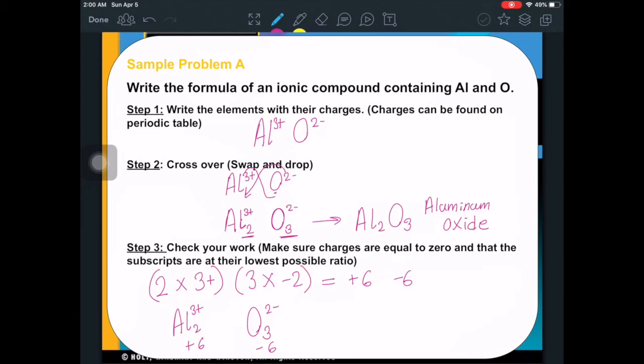+6 and -6 is equal to 0. So I now know that this compound is perfectly balanced. I've named it, and all the charges cancel out and equal up to 0, so this must be correct, right? Remember, we always put a box around our answer to make sure that the teacher knows that this is the answer, that this is the final thing, all right?